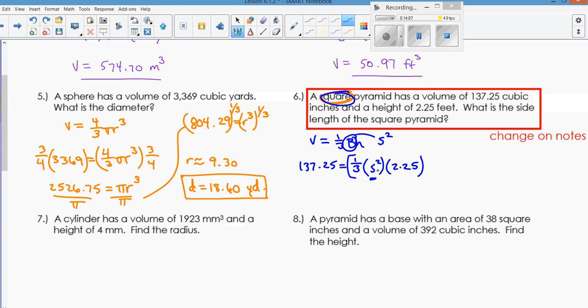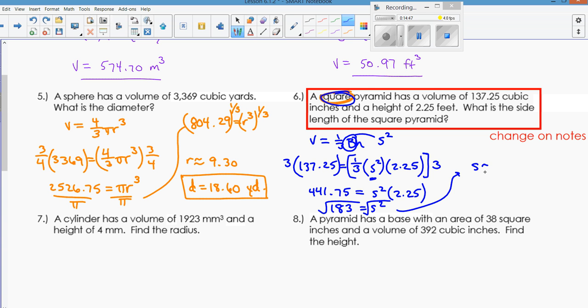So, first thing, you could do this a couple ways. You could multiply your 1/3 times 2.25. You could also undo the 1/3 and multiply all of this by 3. We'll go ahead and do that. You get 441.75, which equals s squared times 2.25. Okay, divide both sides by 2.25. You get exactly 183 equals s squared. So take the square root of both sides.